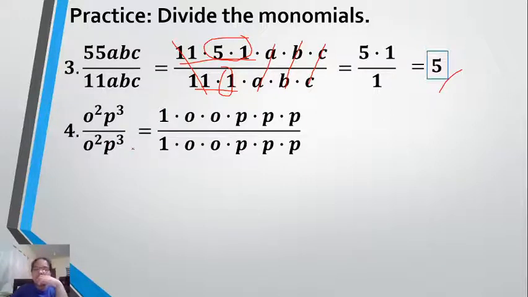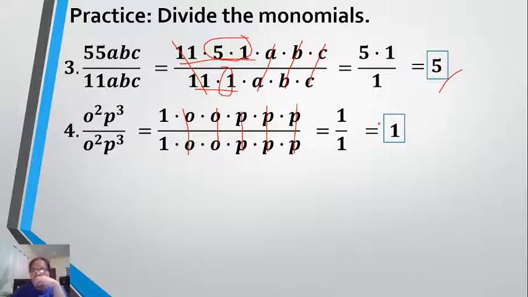So if we will try to expand it, that's 1 times o times o times p times p times p all over the same set of factors. So if we will try to eliminate each or divide each factor, that will give us 1. So any number or any expression multiplied by 1 is equal to that expression. So if this is 1 times 1 times 1 times 1 times 1 times 1, that's 1. And in the denominator, that's also 1. 1 divided by 1 will give us 1.